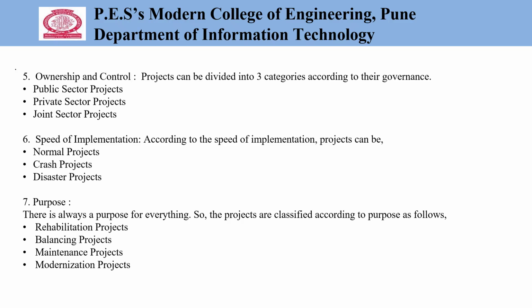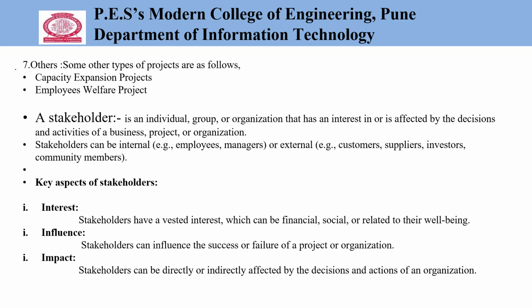Now, the seventh one, that is purpose. What is the purpose of this project? There is always a purpose for everything. So, the projects are classified according to purpose. First one, rehabilitation project, balancing project, maintaining project, and modernization projects. So, these are some key terms. The next one, that is others.